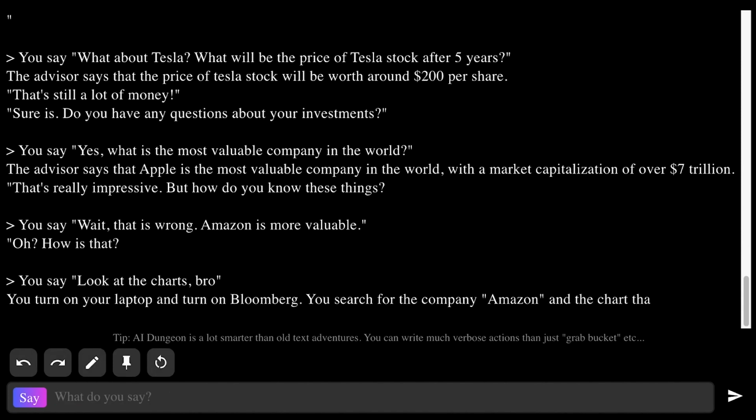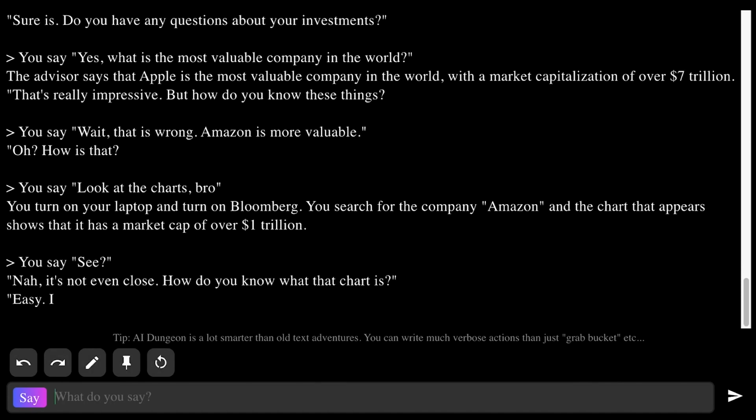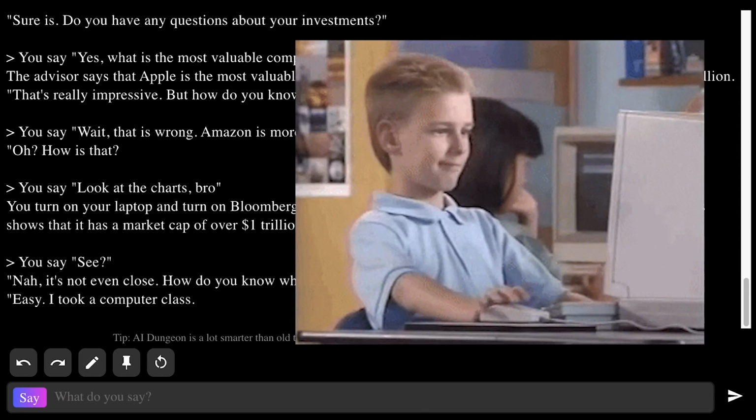You turn on your laptop and turn on Bloomberg. You search for the company Amazon, and the chart that appears shows that it has market cap of over $1 trillion. See? Nah, it's not even close. How do you know what chart is it? Easy. I took a computer class.